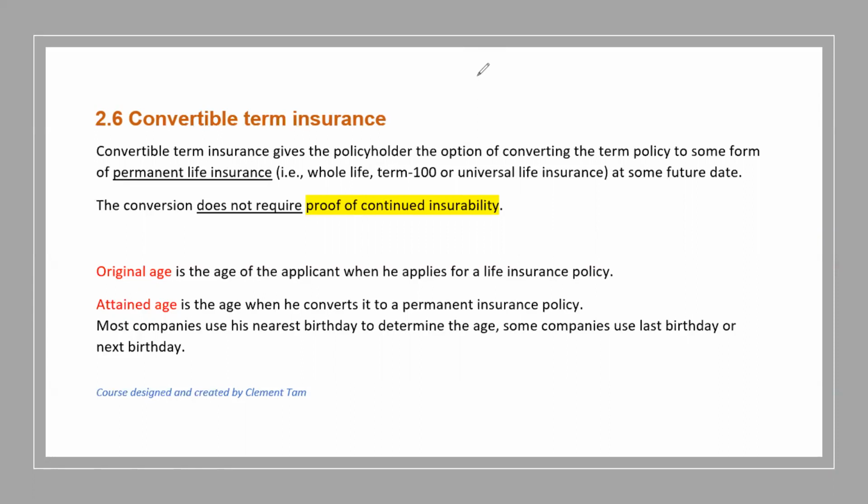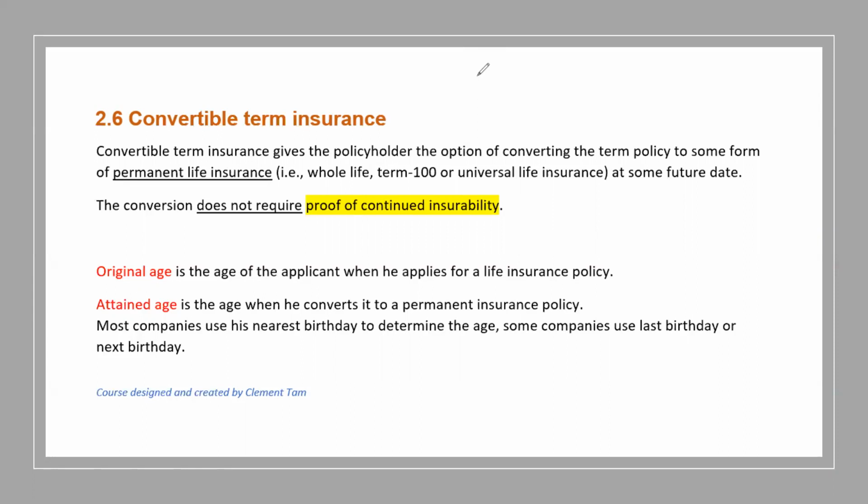Most term insurance, however, allows you to convert to some form of permanent insurance, whole life, UL, or T100. Proof of insurability is not required for the conversion.